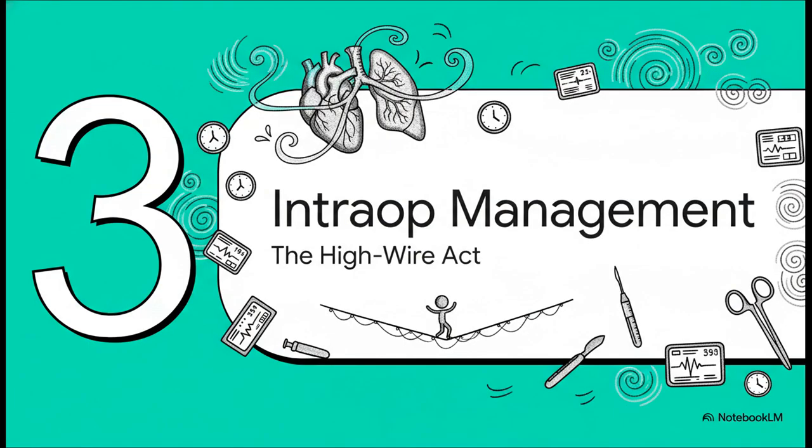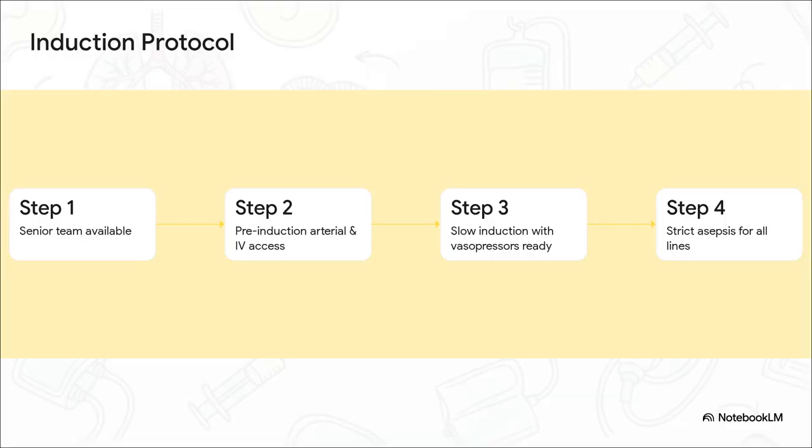All right, now we're in the operating room. This really is the anesthetist's high-wire act. Every single decision you make has immediate and profound consequences. Let me be clear, induction is probably the single most dangerous moment for these patients. They have virtually no physiologic reserve left. So this protocol is all about managing that insane hemodynamic instability. Notice the emphasis here. Get your access before you start, go slow, and have those vasopressors drawn up and ready to go.